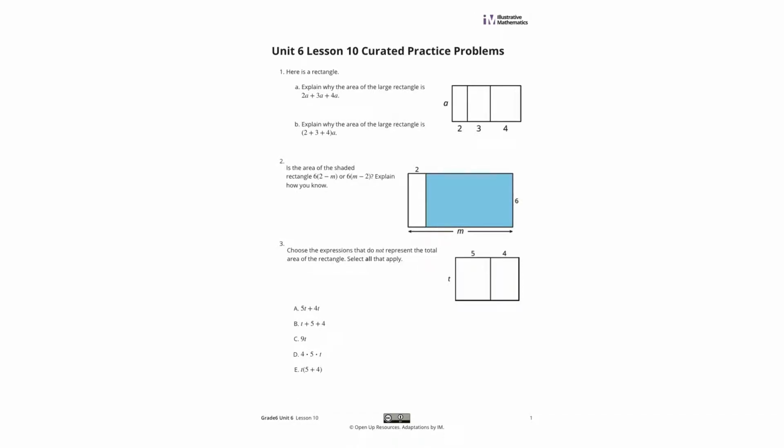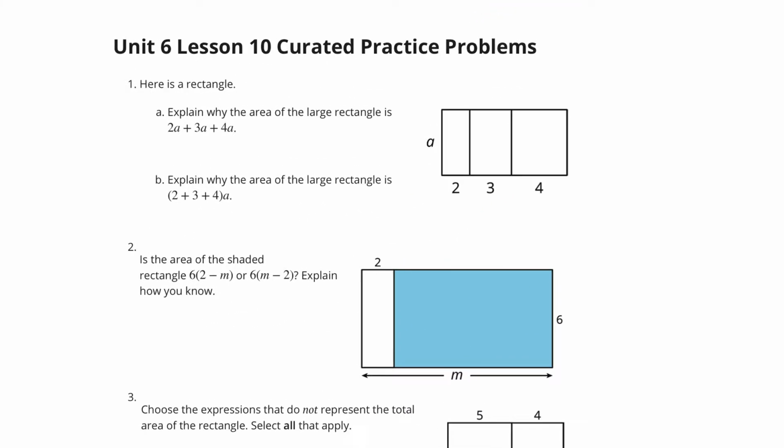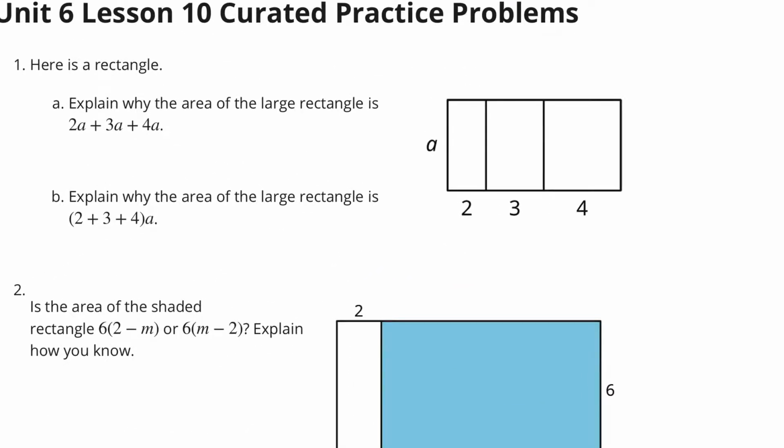And so as we continue on now to lesson 10, explain why the area of the large rectangle is 2a plus 3a plus 4a. Well, if I take 2 times a, I get the area of that box is 2a. If I take 3 times a, this box's area is 3a. If I take 4a, that area is 4a. So that is how you can get 2a plus 3a plus 4a when you look at the areas of the individual rectangles.